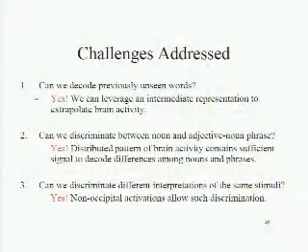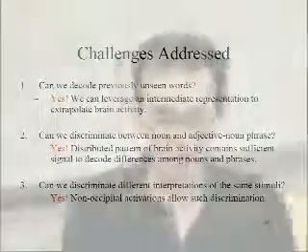Okay, so those are the 3 challenges that we addressed here. Can we decode previously unseen words? Yes, we can, by adding intermediate semantic representations to extrapolate brain activity. Can we discriminate the fine difference between a noun versus a noun modified by an adjective? Yes, we can discriminate among nouns and phrases. And can we discriminate different interpretations of the same stimulus? Yes, we can also do that, and we do that mostly using non-occipital activations.